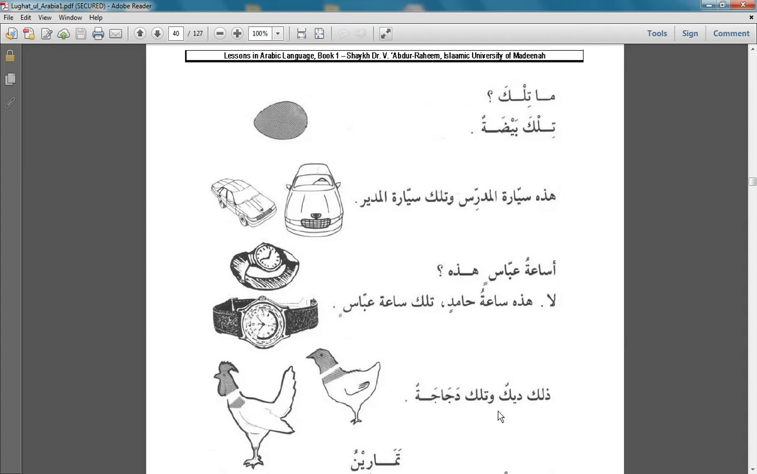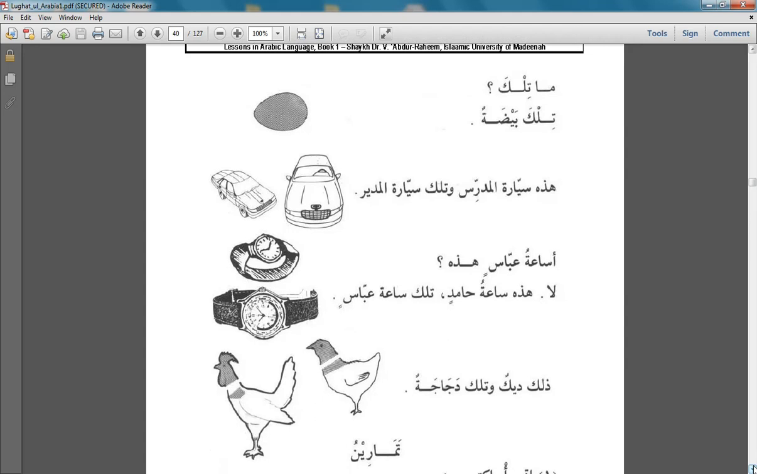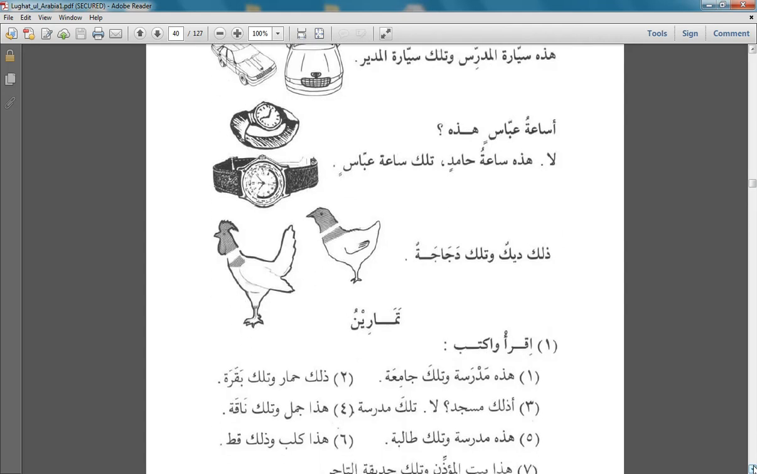ذلك ديك وتلك دجاجة. That is a rooster and that is a hen. So both of them for ba'id. Now deek, obviously this is a rooster, male, so therefore ذلك is being used, and tilka, because dajajatun it's a female, therefore tilka is being used. That is a rooster and that is a hen.